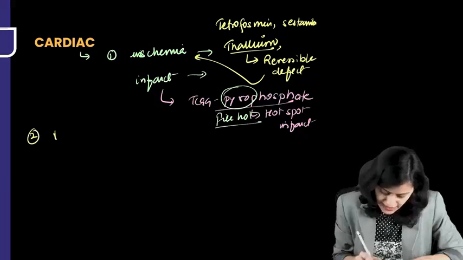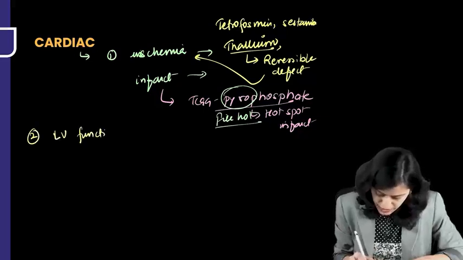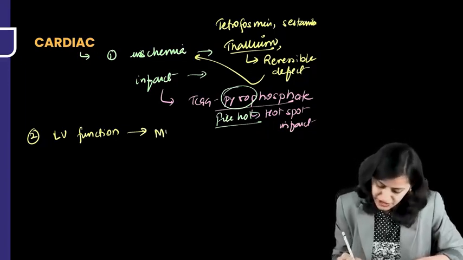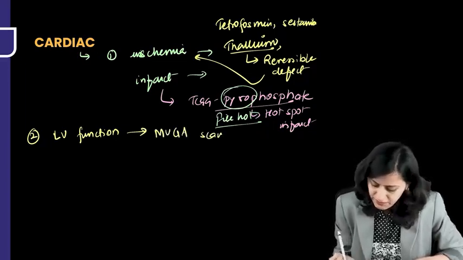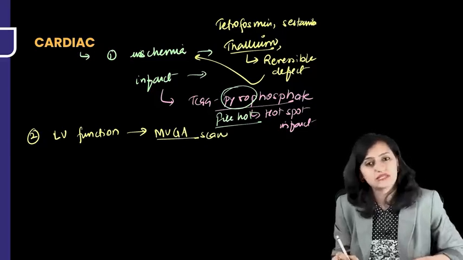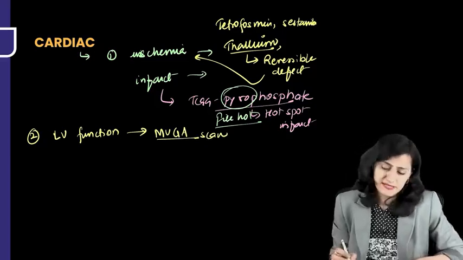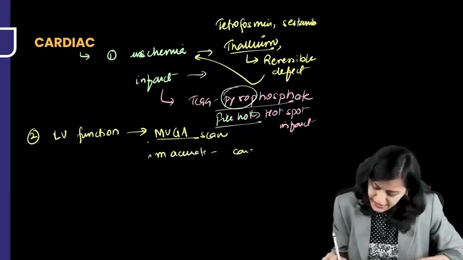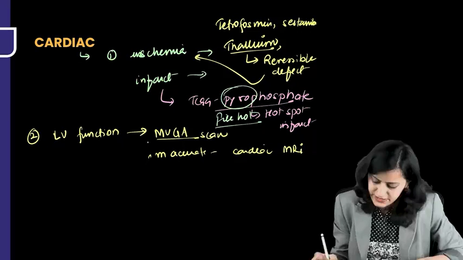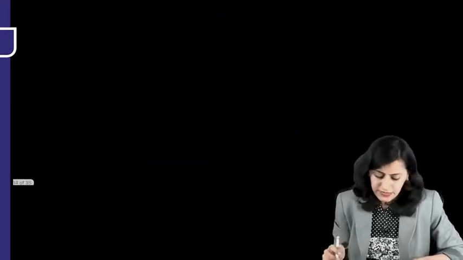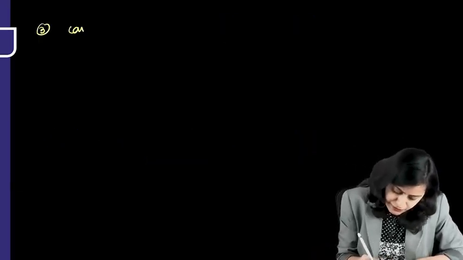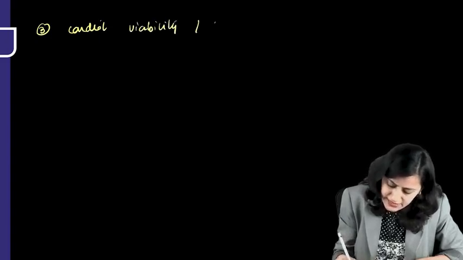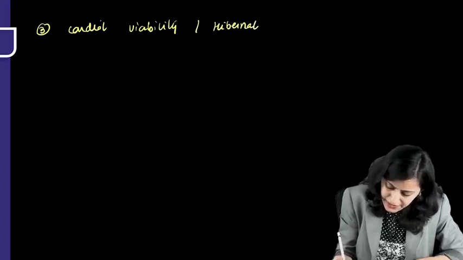Next one, what is the scan that we do for left ventricular function? So the nuclear scan that we do for LV function is the MUGA scan, multiple gated acquisition scan using RBCs. But the most accurate for LV function is cardiac MRI. Most accurate is cardiac MRI. Now, what is the investigation that we do for myocardial viability or to detect hibernating myocardium?